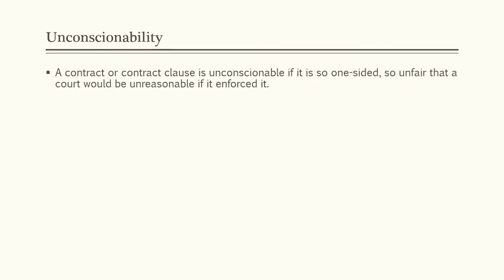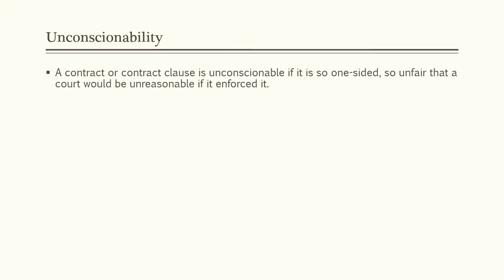Next, we'll revisit unconscionability and how it interacts with the UCC. A contract or contract clause is unconscionable if it is so one-sided, so unfair that a court would be unreasonable to enforce it. As we discussed before with the common law, unconscionability tends to be a sliding scale. The more unfair it is, the more likely the court will invalidate the entire contract. Generally, if a provision is unconscionable and goes to the heart of the contract, i.e., it's the main purpose of the contract, the entire contract is usually invalidated.